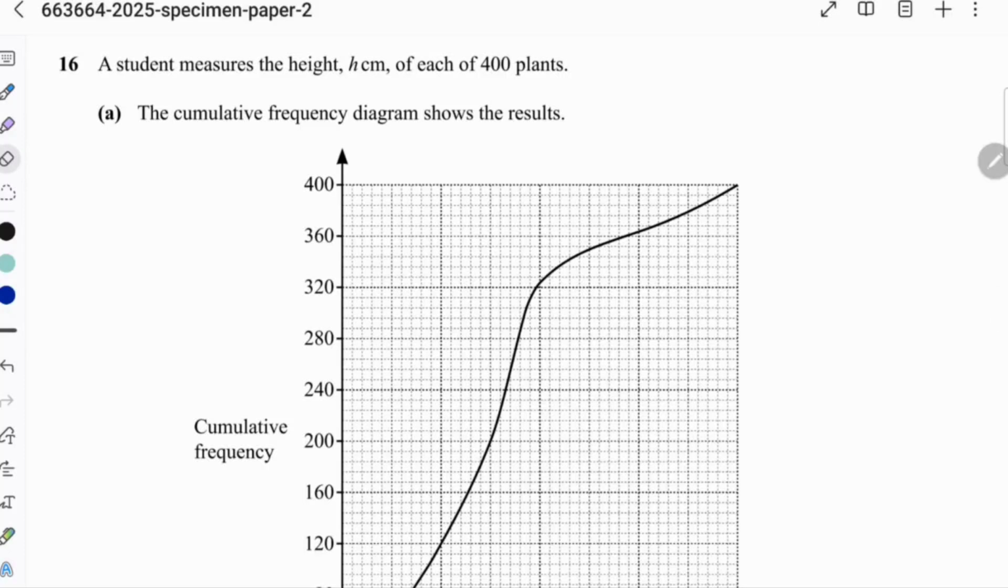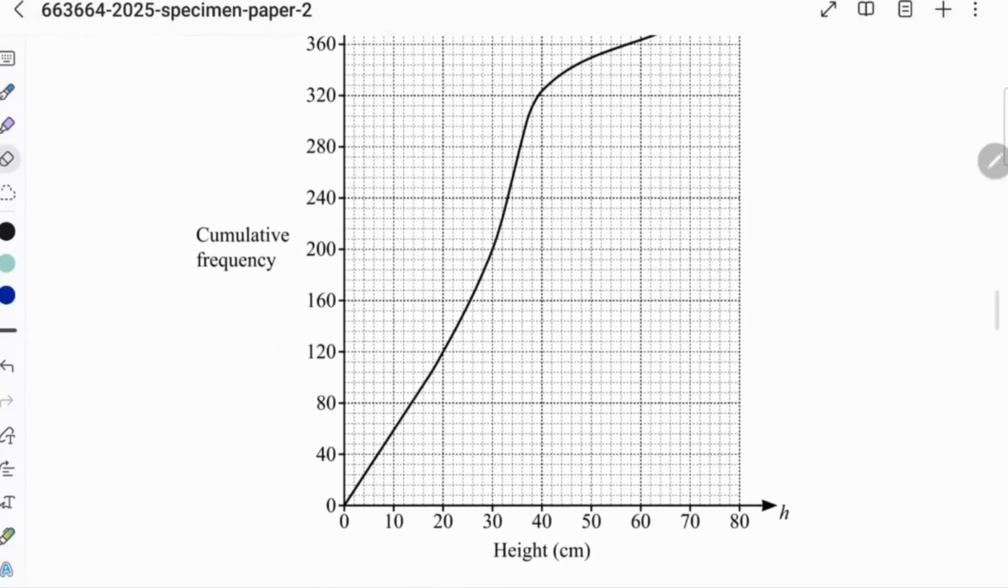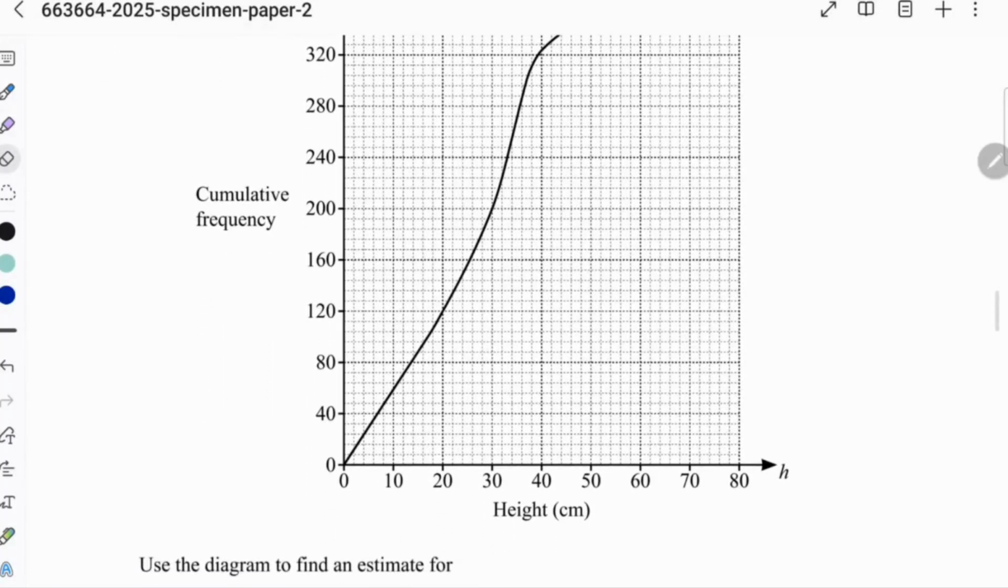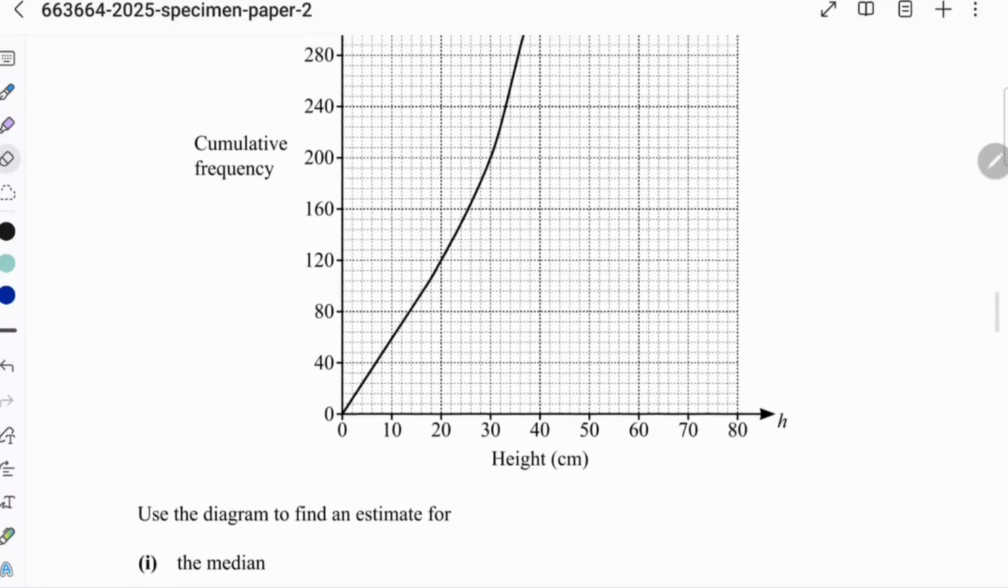Now question number 16. A student measures the height, in centimeters, of each of 400 plants. The cumulative frequency diagram shows the results. So we can see that 400 plants are there on the y-axis and height is on the x-axis. Use the diagram to find an estimate for the median.